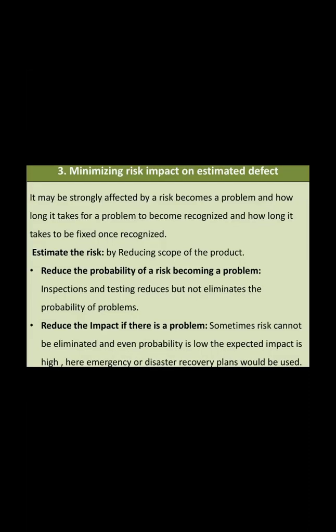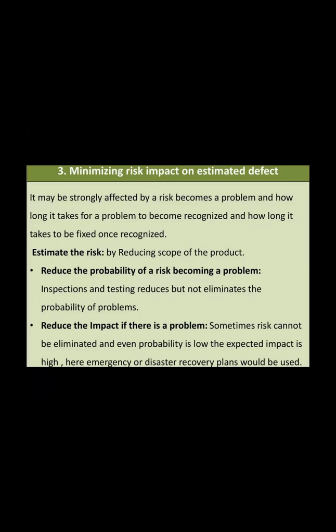The next topic is called minimizing the risk impact on estimated defects. So when you find some defect in your project, if you are not able to eliminate the entire defect, we can make use of some metrics or measures to reduce the risk. It may be strongly affected by the risk because of how long it takes for a problem to be recognized and how long it takes to fix once recognized. Once we find the defect, it takes some time to identify, eliminate and fix the errors. So until that time, we need to follow the following measures.